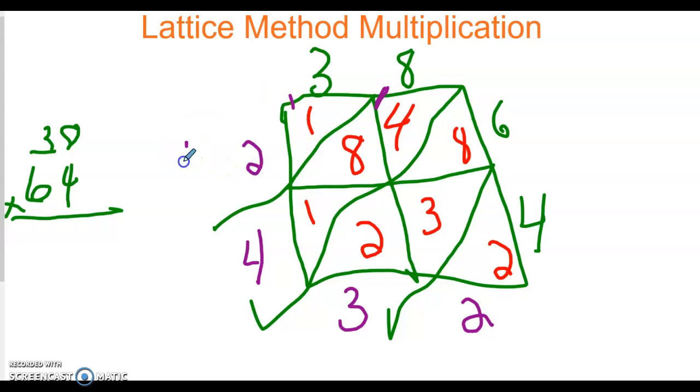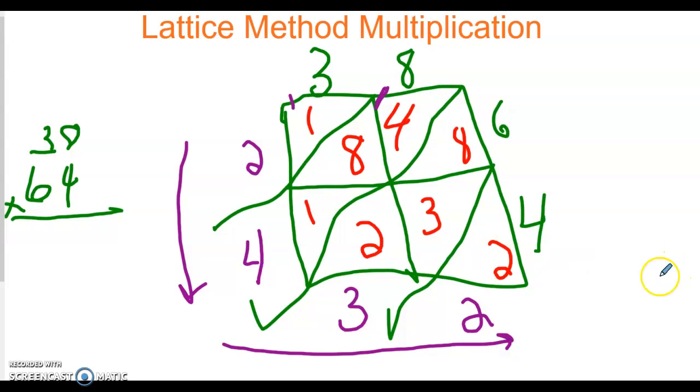So now to get my answer, I look down and left to right, and I write what I see. I'll do it in a different color. I see a 2, a 4, a 3, and a 2. So 38 times 64 is 2,432.